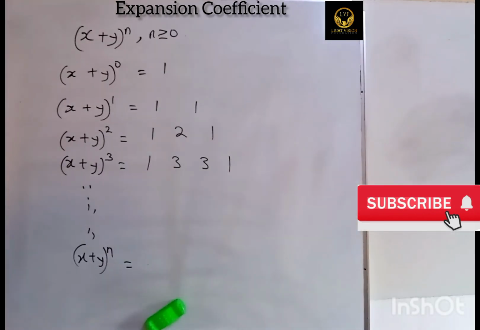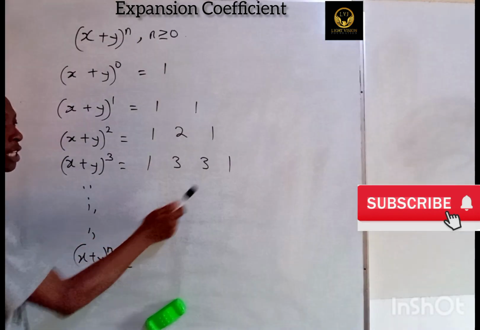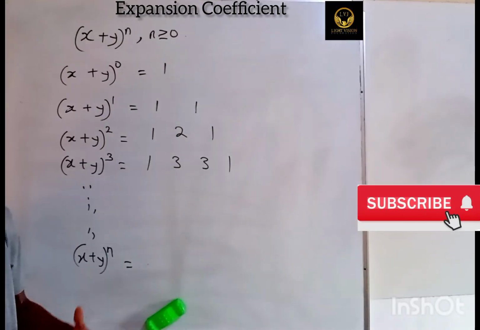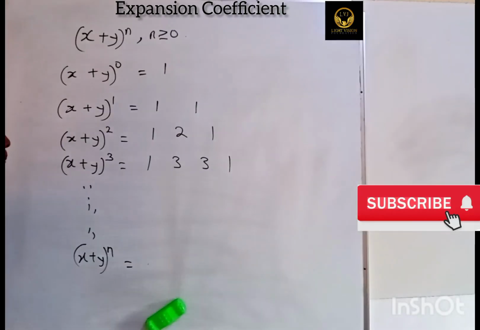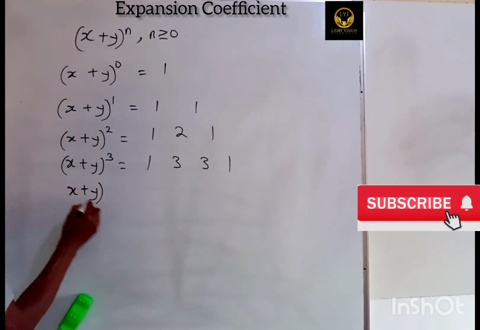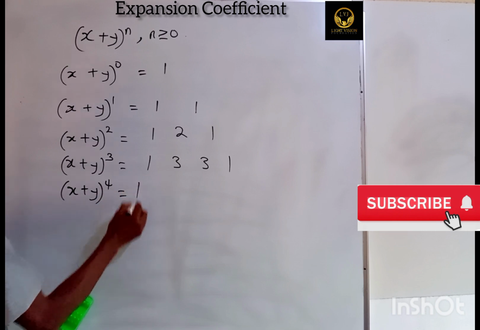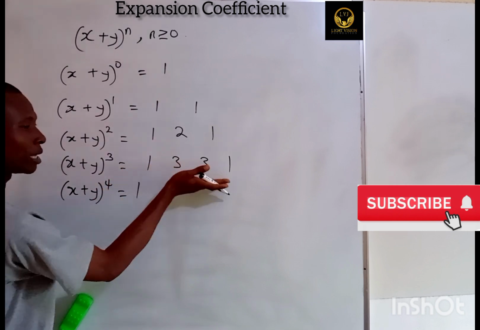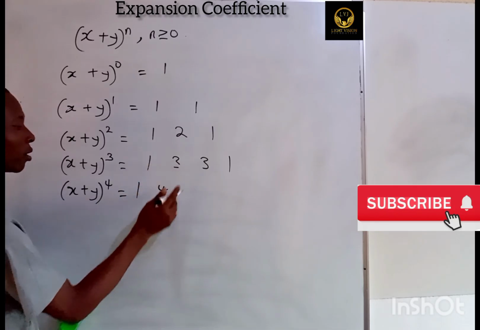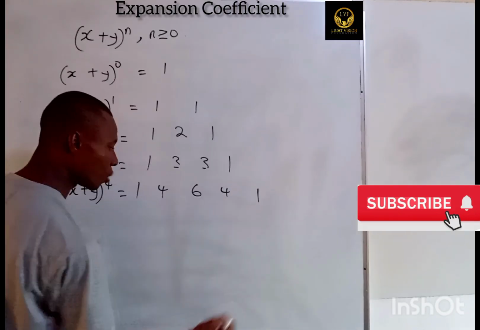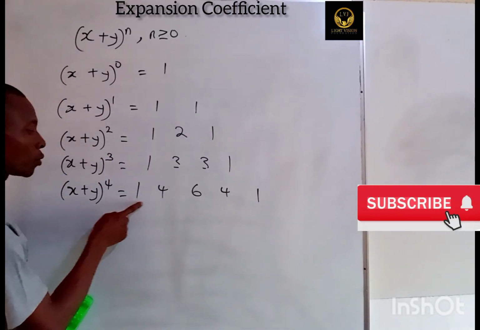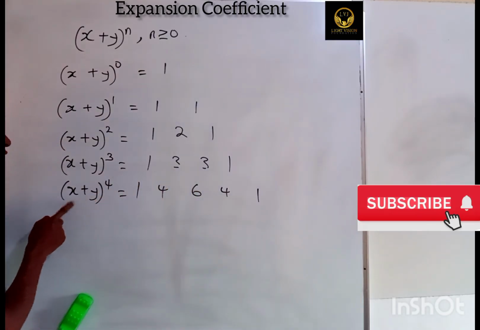It says that you start with 1 and it ends with 1, and if you notice, the first term is 1 and the last term is also 1. If I want to get the coefficients of x plus y raised to power 4, I start with 1, then I begin to add in between. 1 plus 3 is 4, 3 plus 3 is 6, 3 plus 1 is 4, it ends with 1. This is what you will get as the coefficients when you expand x plus y raised to power 4.